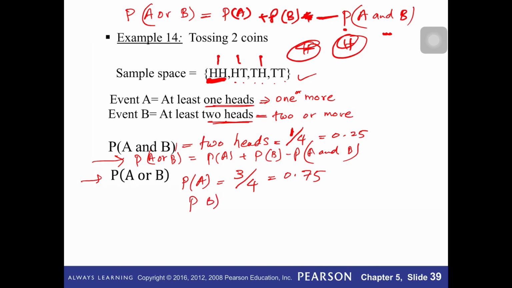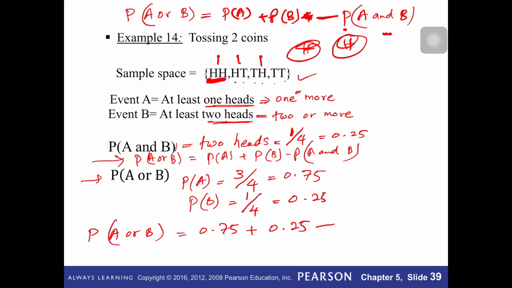What is the probability of B? It should be 2 or more, at least 2. So, at least 2, there is only 1. So, frequency is 1, altogether 4, 0.25. Now, you can find the probability of A or B by using your equation. Probability of A 0.75 plus 0.25, probability of B, minus probability of P(A and B), okay, 0.25. So, the answer is 0.75. See, probability value is always between 0 and 1.